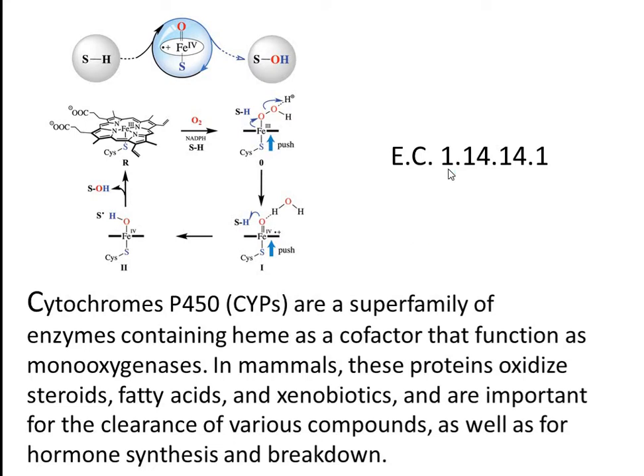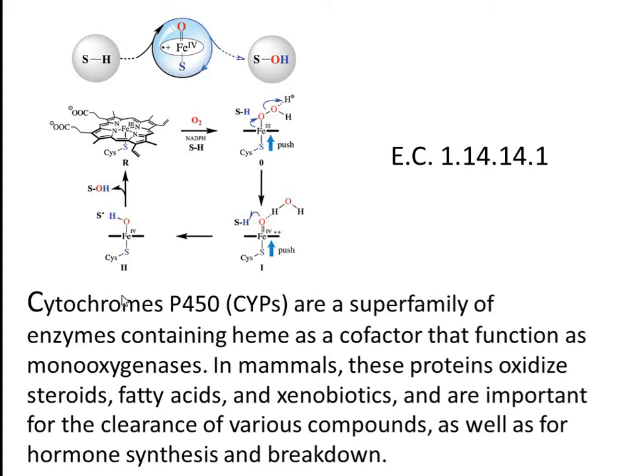So we have learned the first digit indicates the main class oxidoreductase. The second digit 14 indicates the paired donors which involve the incorporation of molecular oxygen. So these are the three examples of the oxidoreductase. The first example is of oxidase, the second is of dehydrogenase, and this third example is of oxygenase.